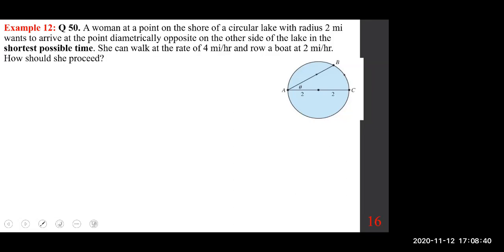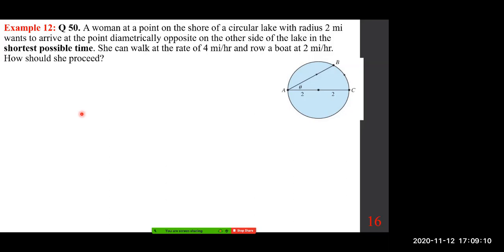All right. A woman at a point on the shore of a circular lake with radius 2 miles wants to arrive at the point diametrically opposite on the other side of the lake in the shortest possible time. So what are we minimizing? The time. She can walk at 4 miles per hour and row at 2 miles per hour. So how should she proceed?